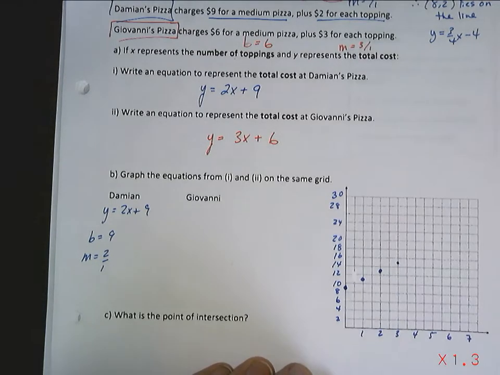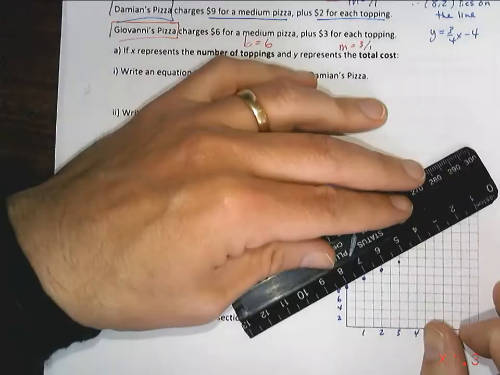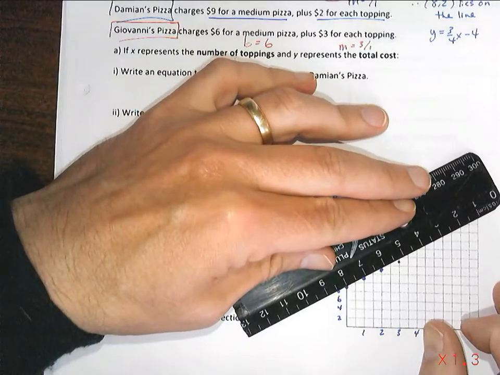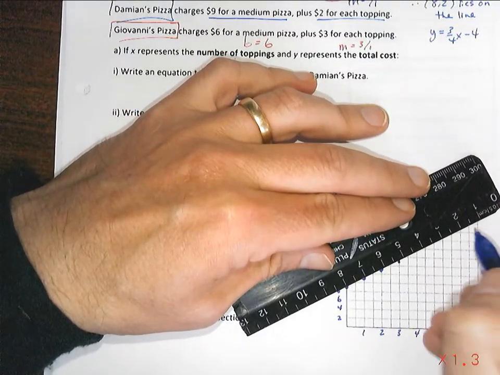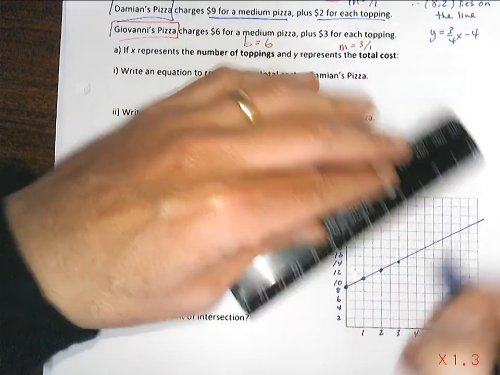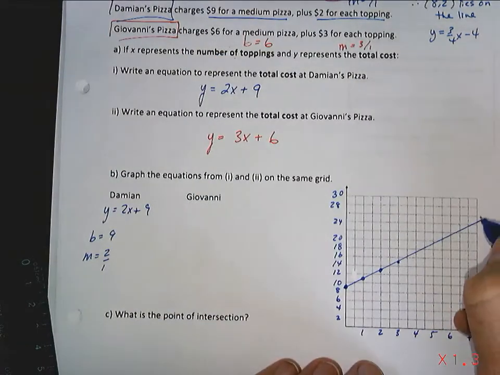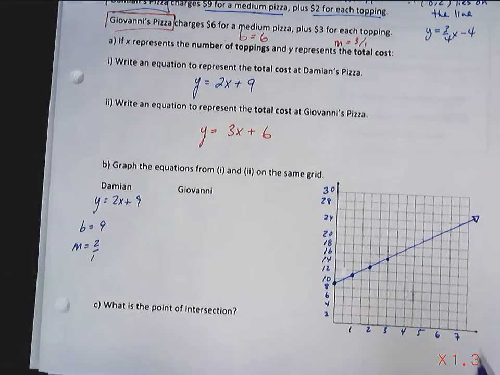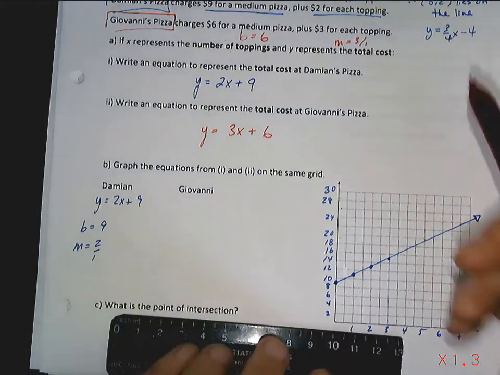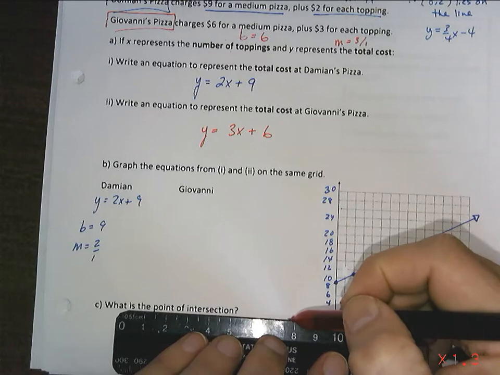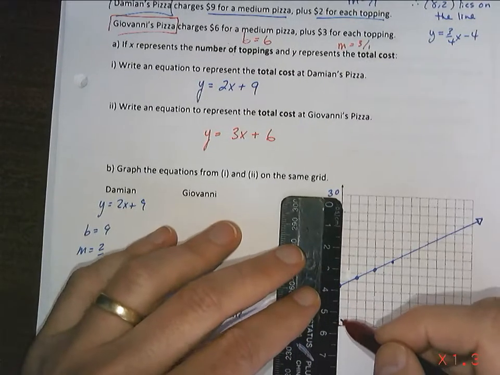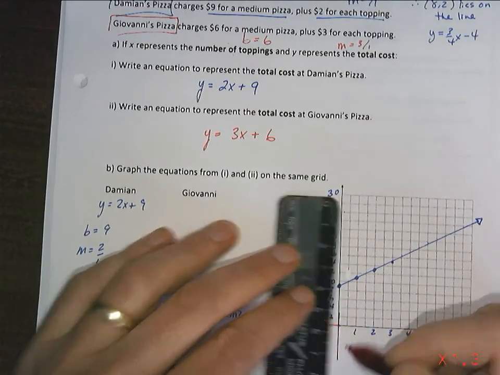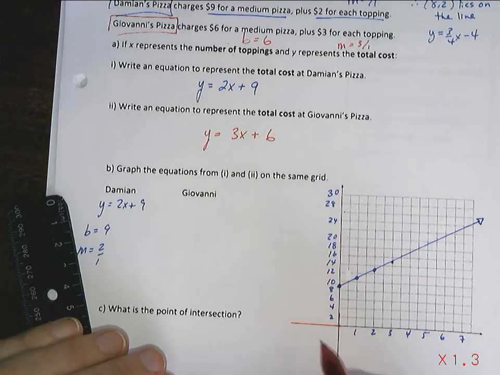I think I have enough there. I'm going to take my line, I'm going to line it up as best I can, and I get Damien's Pizza cost looking like that. Now notice I don't extend that line into quadrant 2, 3, or 4.